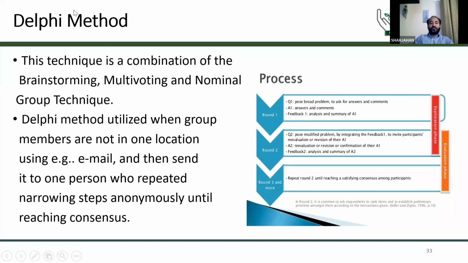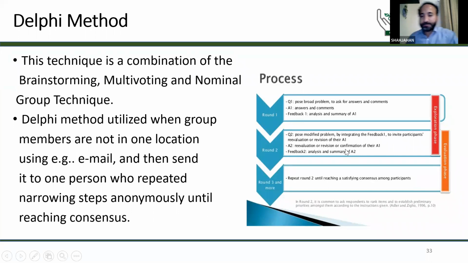The Delphi method is utilized when group members are not in one location, and we use email and send it to one person who repeats narrowing steps anonymously until reaching consensus. Simply put, when we have corporate hospitals, say 5 hospitals, we cannot hold a meeting of all the pharmacists in one place. So what we will do is send all the consensus items by email, and then they will reply.